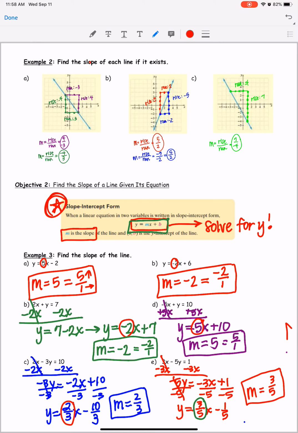One thing I do want to make notice of on all of these, I never put the x with it, right? I did not write negative 2x. I did not write 2 over 3x. The x is not included when you're listing that slope. It's just the coefficient.